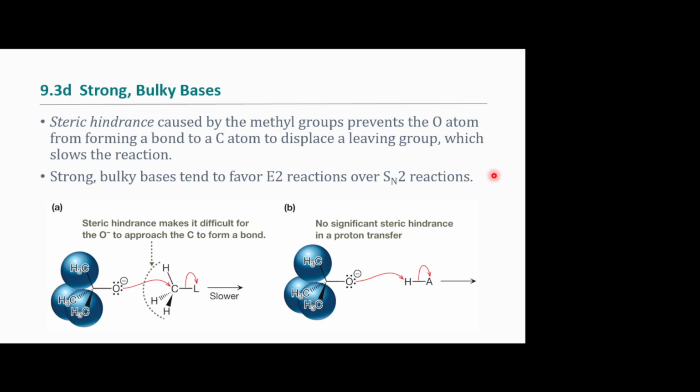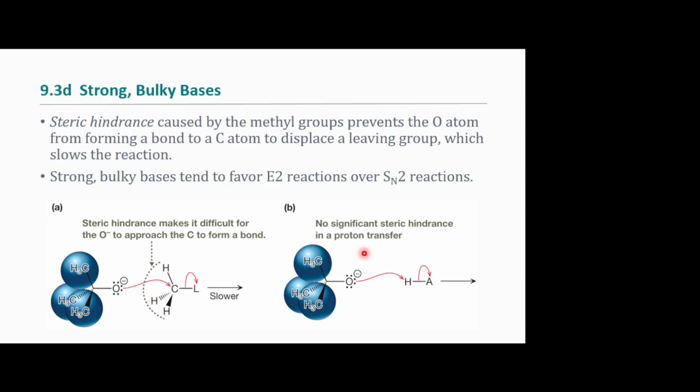So that steric hindrance is going to be caused by things like methyl groups. It can prevent the oxygen atom from actually being able to get in and attack. And thus it can actually slow down the reaction. So strong bulky bases tend to favor your E2 reactions over your SN2 reactions. This is because the strong bulky bases are going to have a very difficult time accessing that carbon. Remember, it has to access this little orbital here, that antibonding orbital right there, right? And so if it can't get to it, well, it can't attack very well, can it?